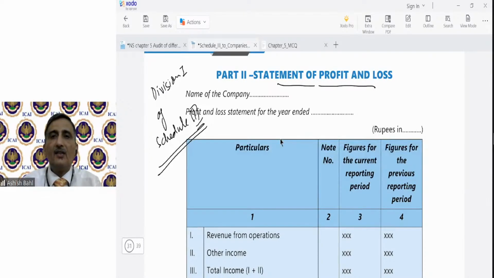So, Devraj, this Schedule 3 I have already uploaded on the website. It is in your accountancy module. It is not in your auditing module. It is in your accountancy module, module 3. From there you can download it. Okay.